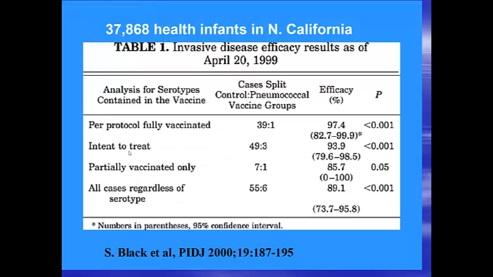This is data from California before and after they introduced the pneumococcal vaccine, and you can see that the vaccine efficacy is in the high 90s, depending on the way you analyze the data. So it looks like a good vaccine for invasive pneumococcus.